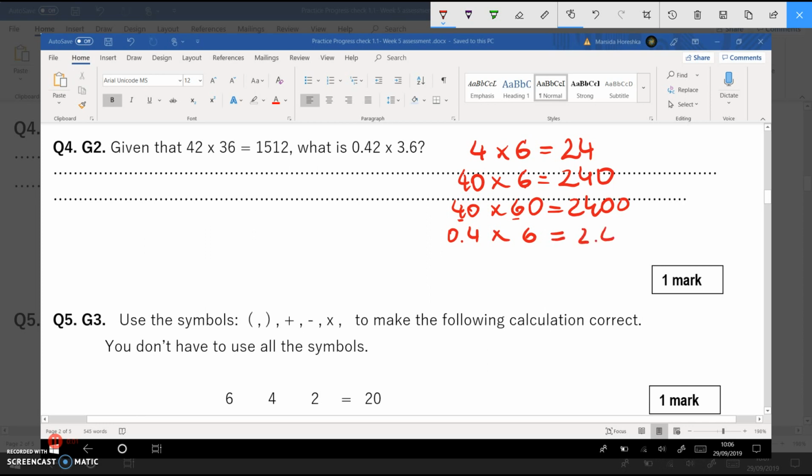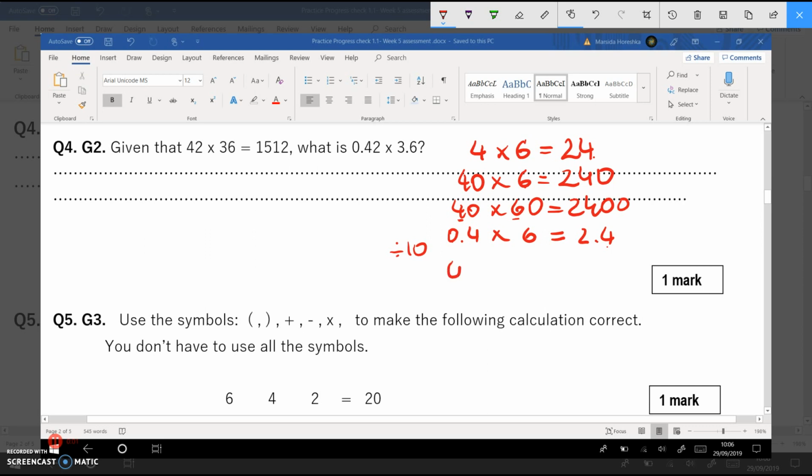That is 2.4. So if I compare it to this one at the top, 4 times 6, all that's changed is that we've got 0.4 instead of 4. So how can I do that? What do I do to 4 to make it 0.4? And what I'm doing is dividing it by 10. But I'm keeping the rest unchanged. So to the answer, which was 24, I'm just going to divide that by 10. So 24 divided by 10 gives me 2.4.